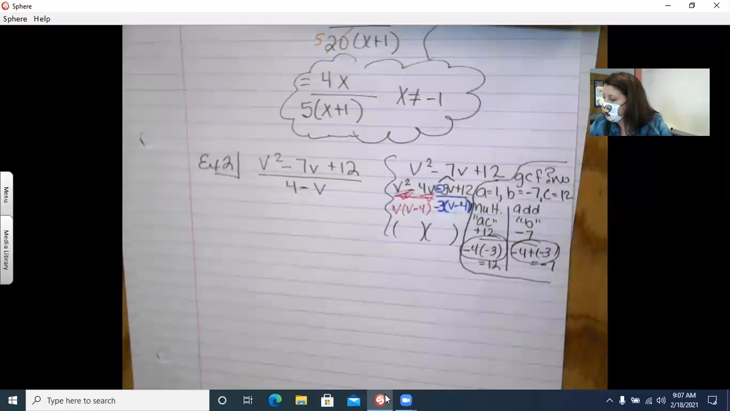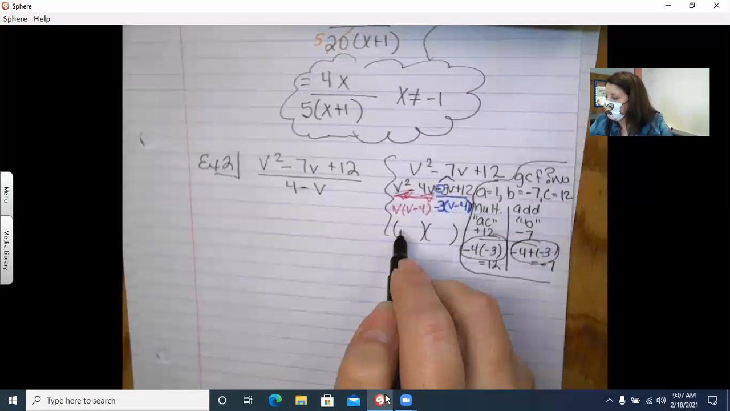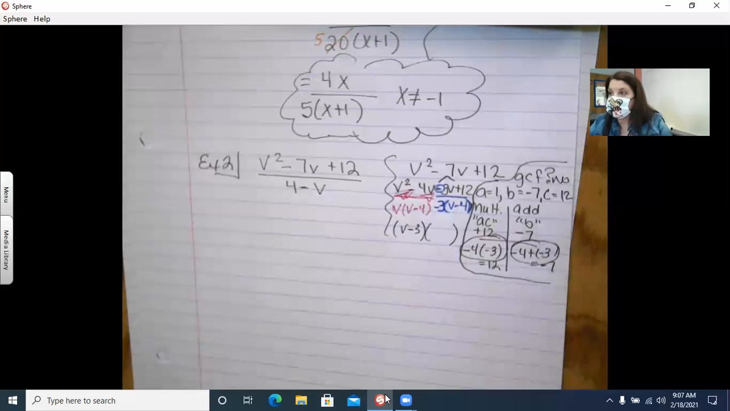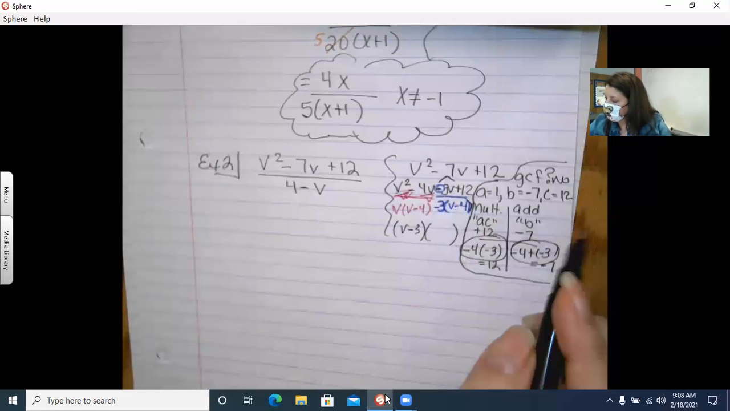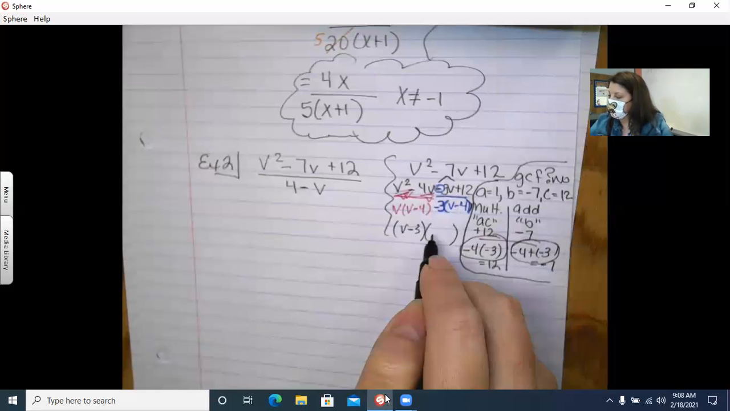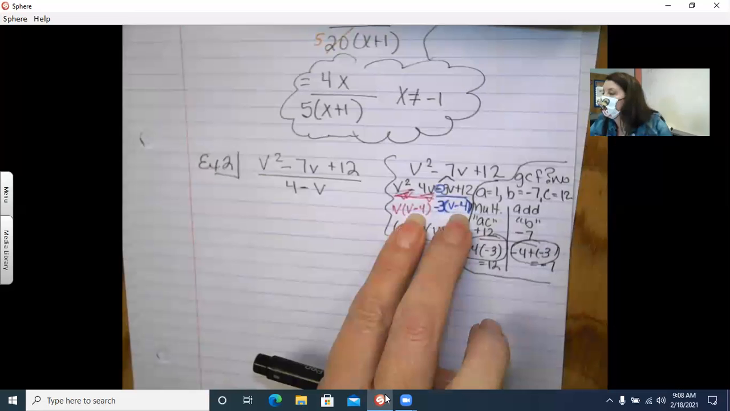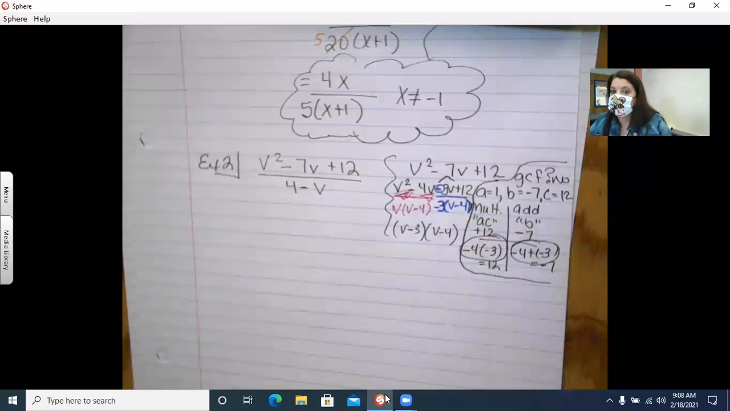What am I putting in one set? V minus 3, right? That's what's on the outside of the parentheses. You group that together in one set. What goes in the other one? V minus 4. That's technically a GCF of these 2 terms. You're factoring it out. That's why you only use one of them.